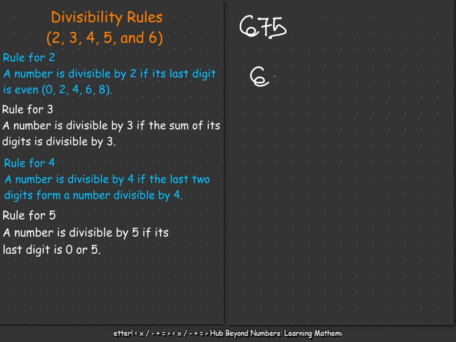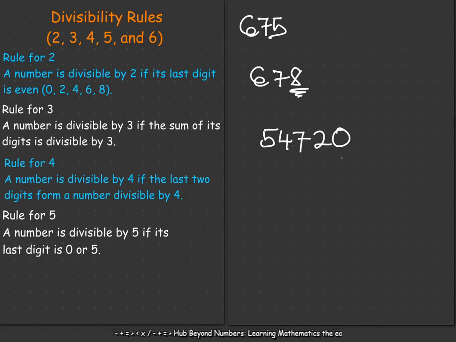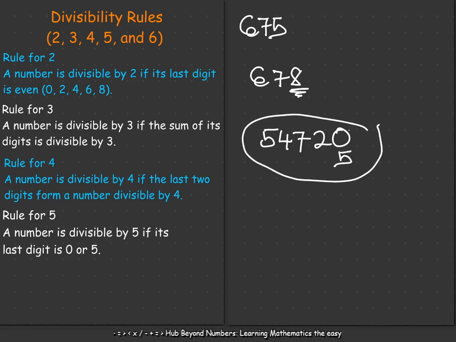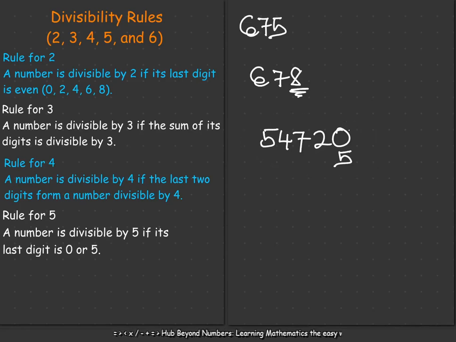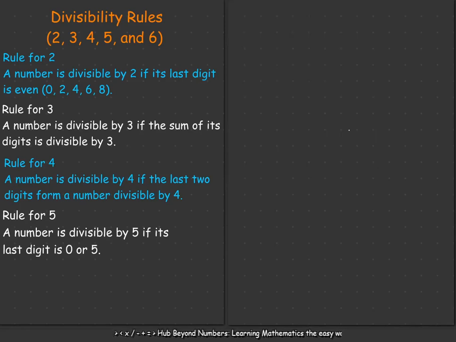Meanwhile, if you take 678, it does not end in 5 or 0. Hence, we can't say it's divisible by 5. I hope that is clear. So any number you want, even a 5-digit number, so far as it ends either in 0 or 5, it means the number as a whole is divisible by 5 and there would be no remainder.